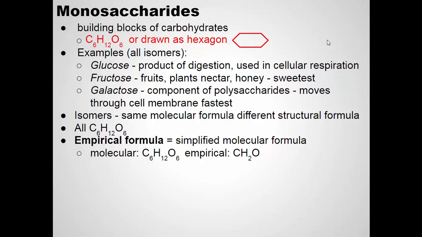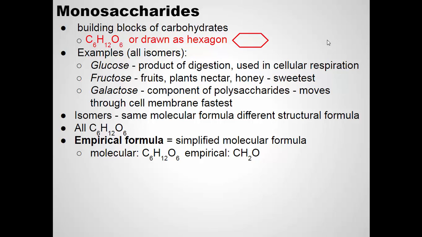Anyone have any idea? It's all C6H12O6. Different structures, different rings, different ways that those C6H12O6 atoms are connected to each other. So, monosaccharides combine to make disaccharides. Is it two of the same monosaccharides? It can be, or it can be two different.